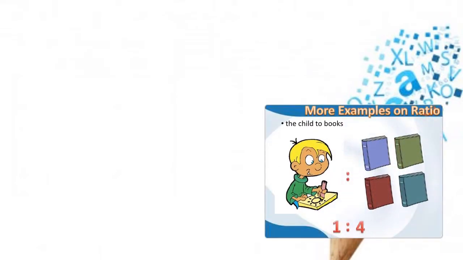Dear friends, in the last video, we have learned about ratio and proportion. What is ratio and what is proportion? Now in this example, you will see that one child is there and he is having 4 books. How many books he has? 4 books. Therefore, the ratio of this, we will denote it as 1:4. One child, 1:4 means one child has 4 books, right?